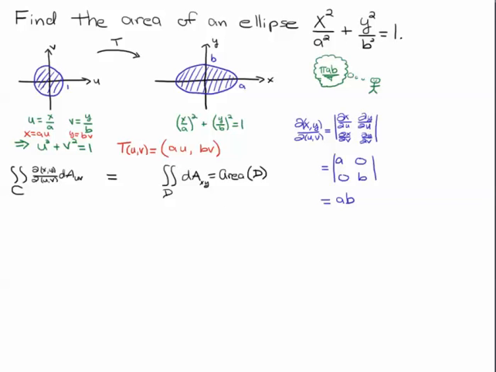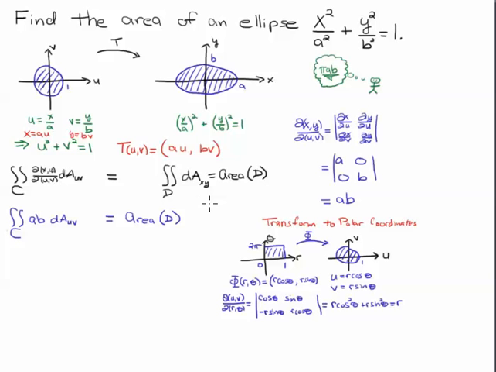So now we have that this integral in the uv coordinate system is simply a times b, and then we just have the area element. So that will now give us the area of D. To do this integral, we're going to convert to polar coordinates. So we're going to do yet another transformation. So we're going to transform from a rectangle in the r theta coordinate system to the circle in the uv coordinate system. And recall that when you do this change to polar coordinates, the transformation is phi of r theta, which is r cosine theta, r sine theta.